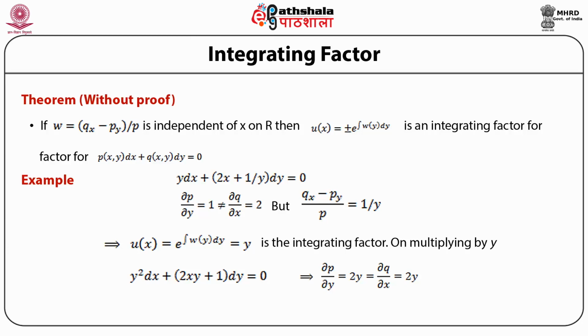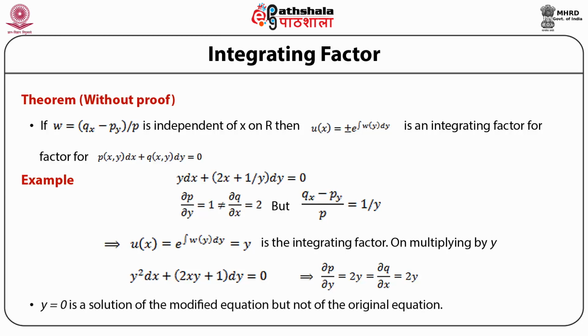Hence, u of y is equal to e to the power integral of w of y dy, which is equal to y, is the integrating factor. On multiplying by y, the equation becomes y square dx plus (2xy plus 1) dy is equal to 0, which is now an exact equation as del p by del y is equal to 2y. This is equal to del q by del x, which is again equal to 2y. Hence, y is equal to 0 is a solution of the modified equation but not of the original equation. Thus, this is a spurious solution.